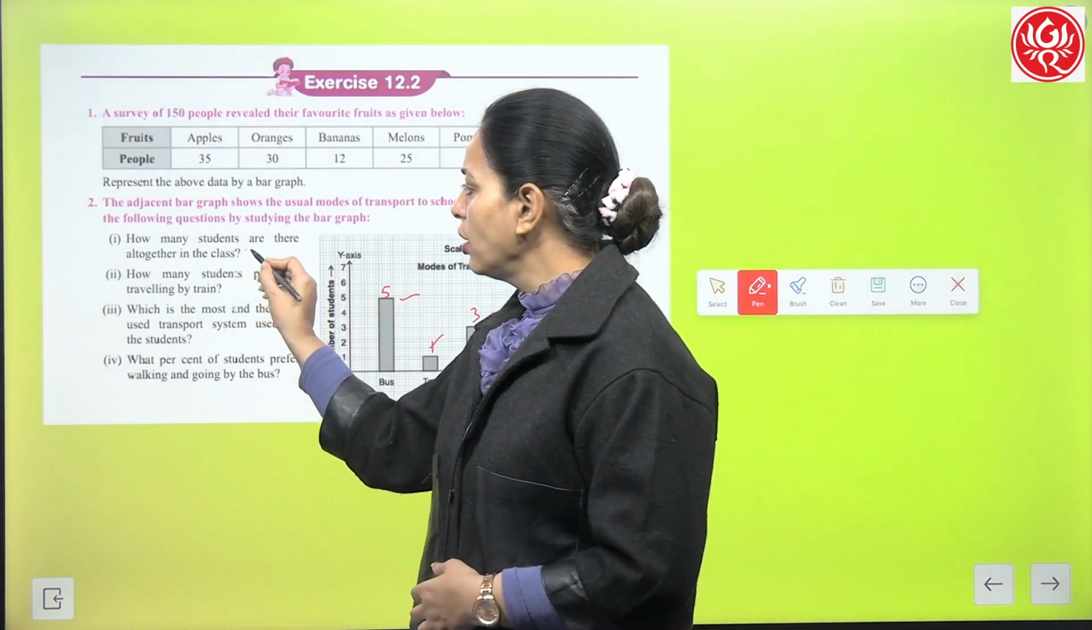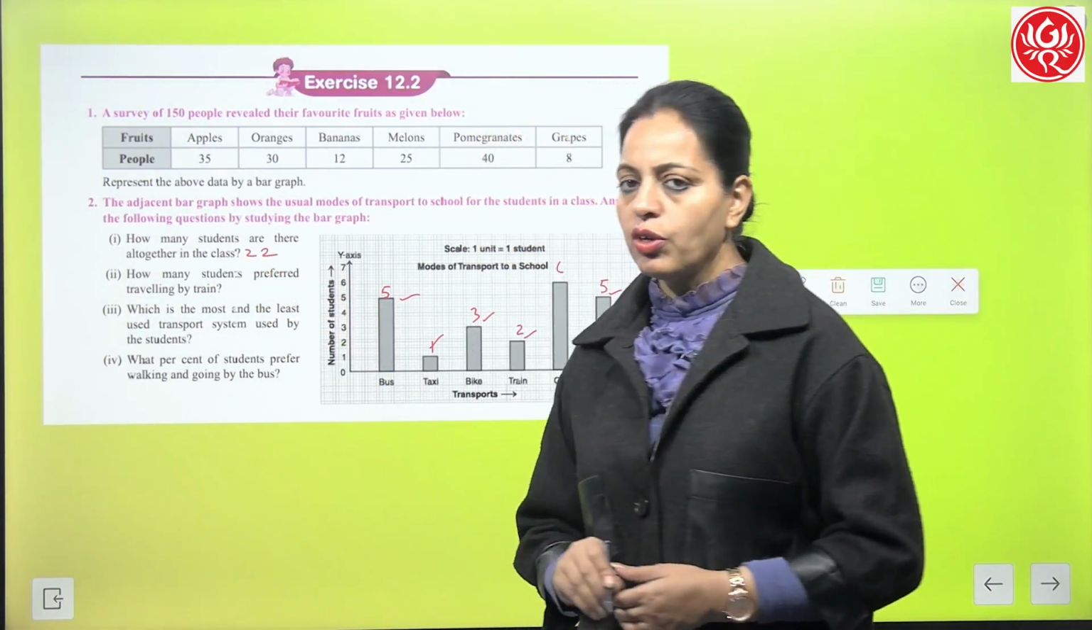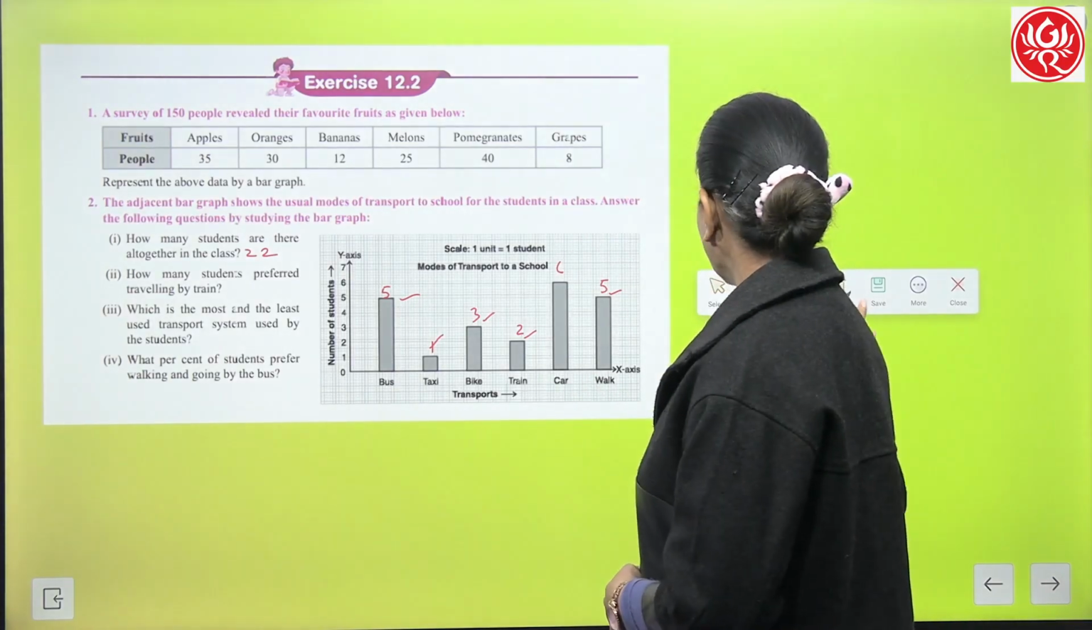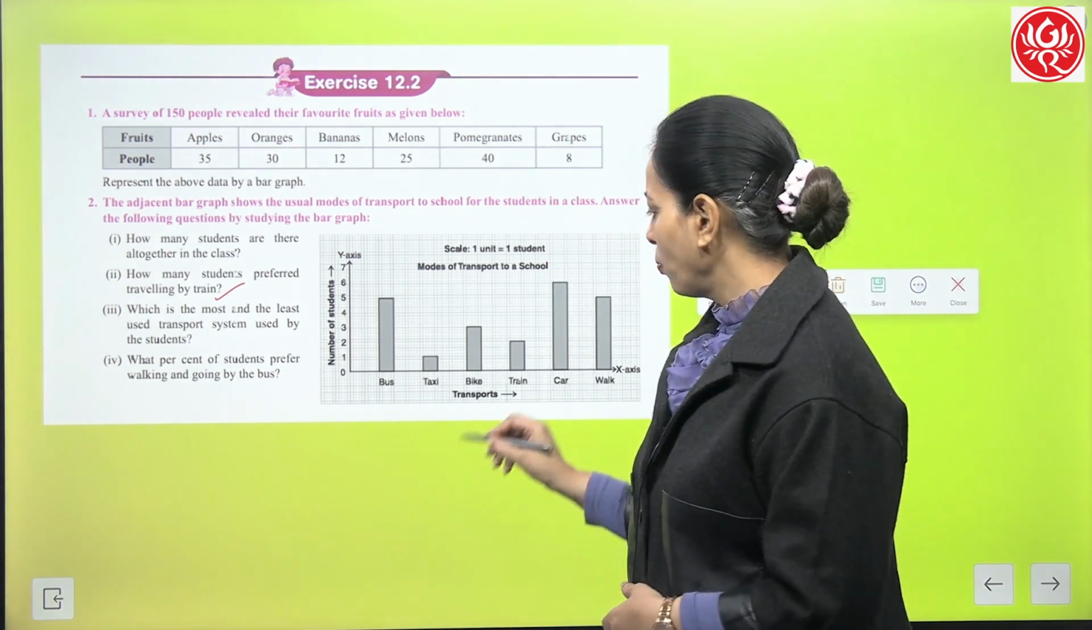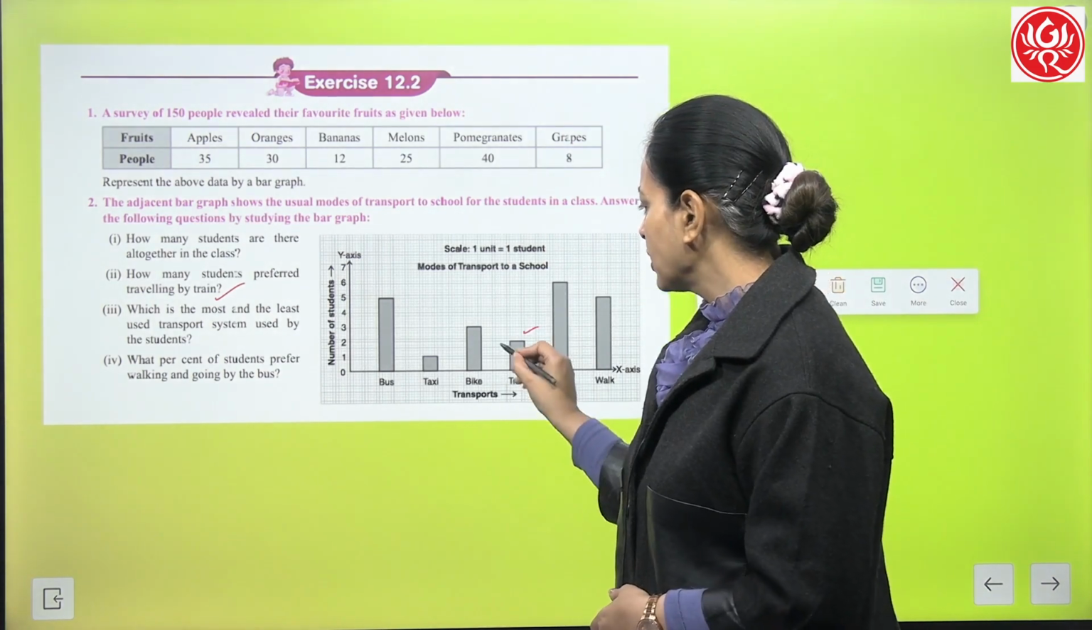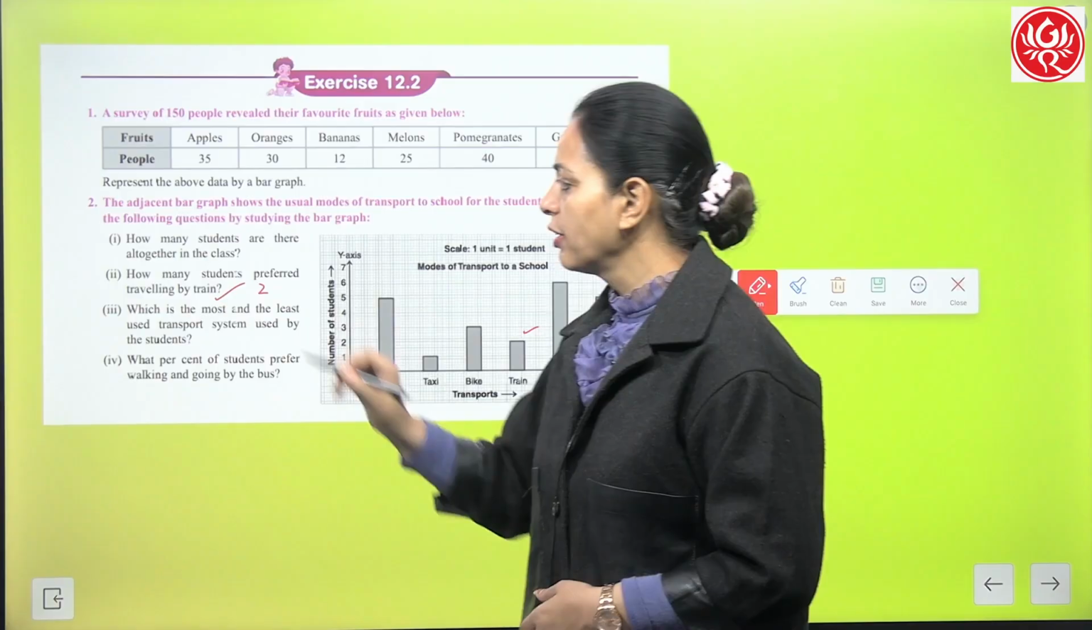So total 22. The second one, how many students preferred traveling by train? So by train that is 2, right?